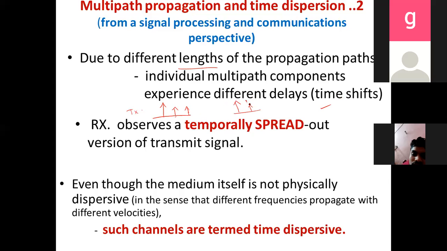That means there will be an overlap. The second will reach at the time of the third one again. So there will be an overlapping of the signals here. The first component will reach as it is if there is a line of sight component, and if there is a reflector, it reaches the receiver by the time the second pulse is received. So there will be interference here, and similarly with the third symbol also. So the receiver observes a temporally spread, time spread version of the transmit signal. This is what is called time spread.